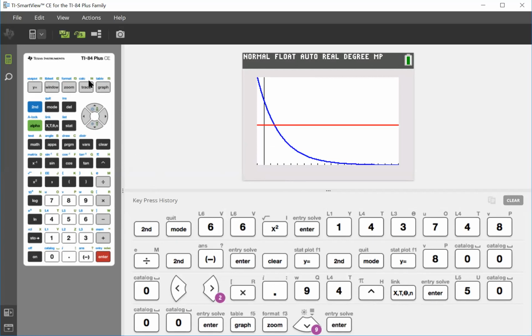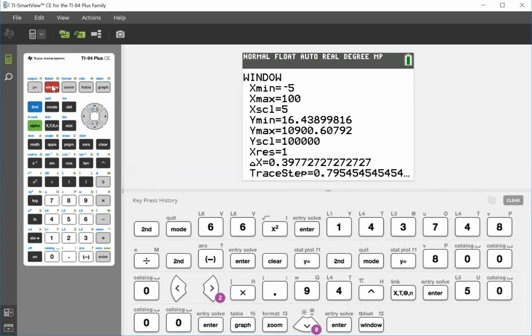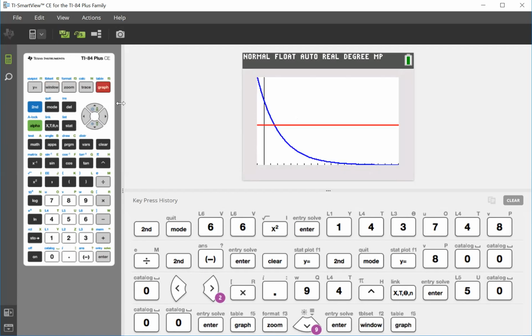So either way, if that didn't work on yours, you can check out the window with the computer generated. And notice my y max is, oh, it looks like 10,000. I don't know why they have a scale of 100,000. I couldn't explain that to you forever or at all. But x is going from -5 to 100, y minimum 16 going to a maximum of 10,000, and your graph looks something like that.